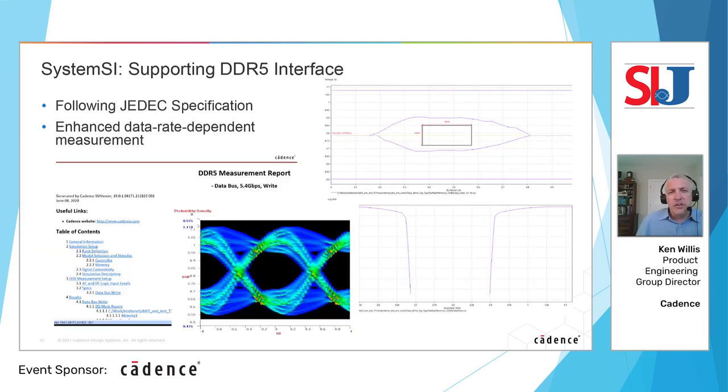System SI has DDR5 specific post-processing algorithms that will go through and look at the results of your simulation and compute all the metrics such as noise margin, jitter margin, and predict BER performance based on the JEDEC specification.